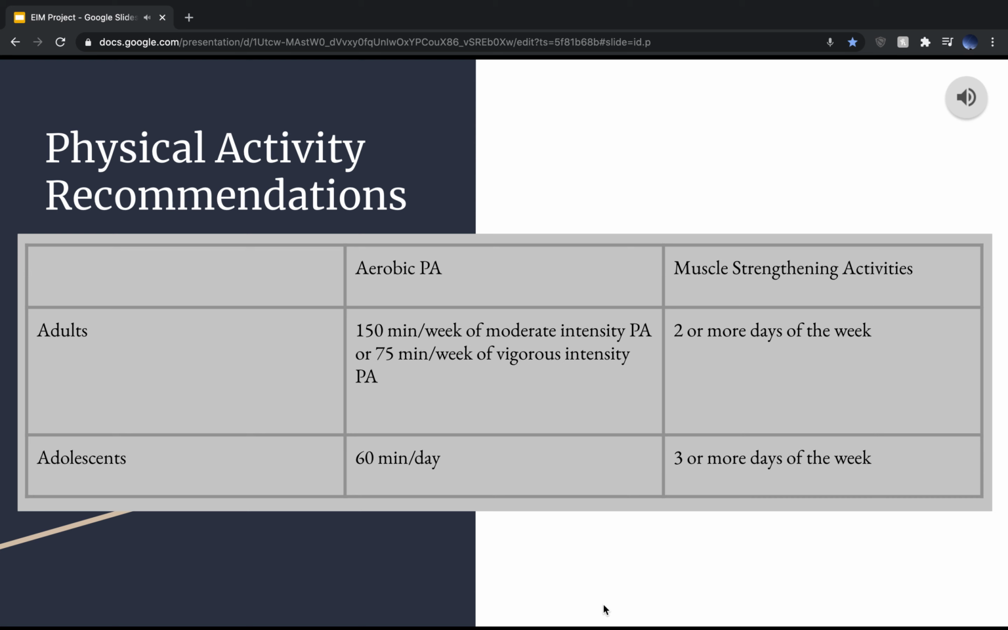For adolescents, it is recommended 60 minutes per day of aerobic physical activity and 3 or more days of the week for muscle strengthening activities.